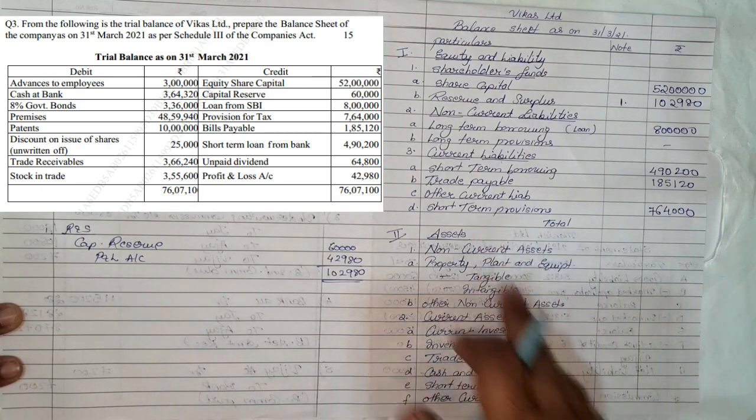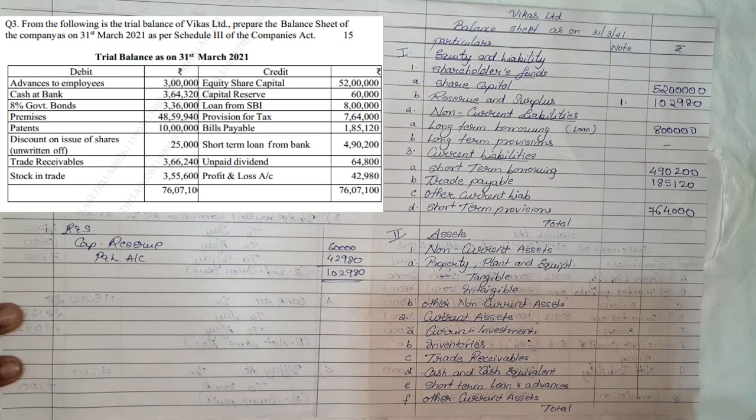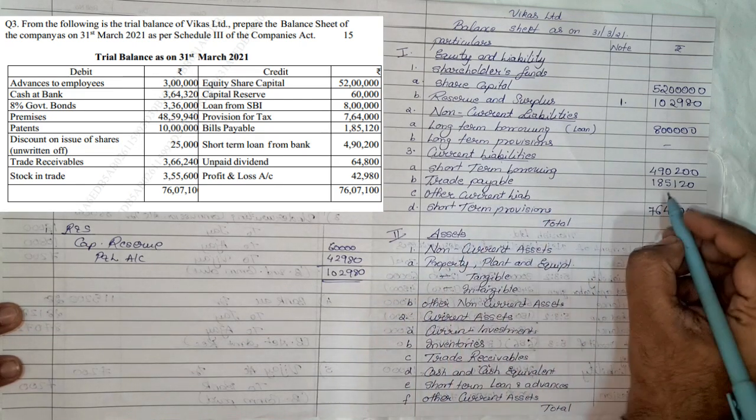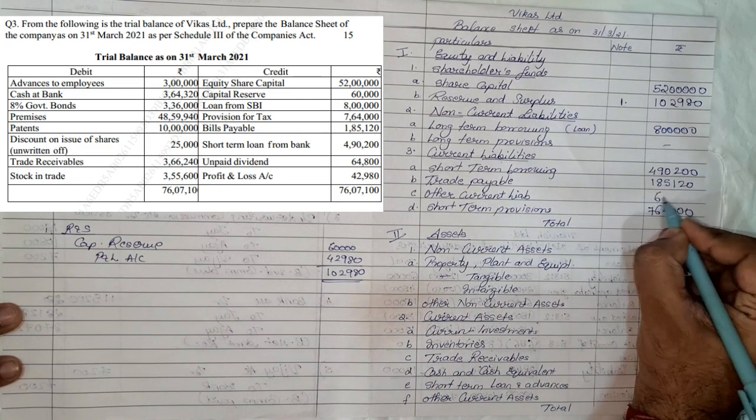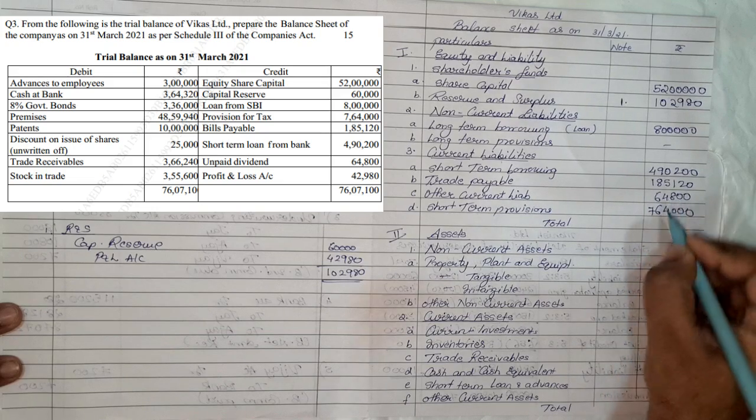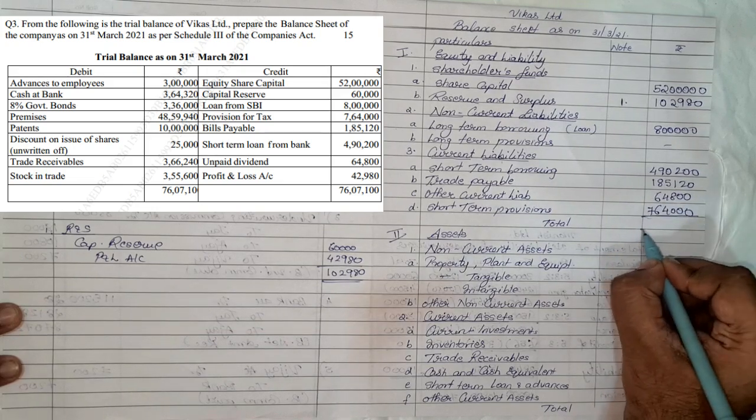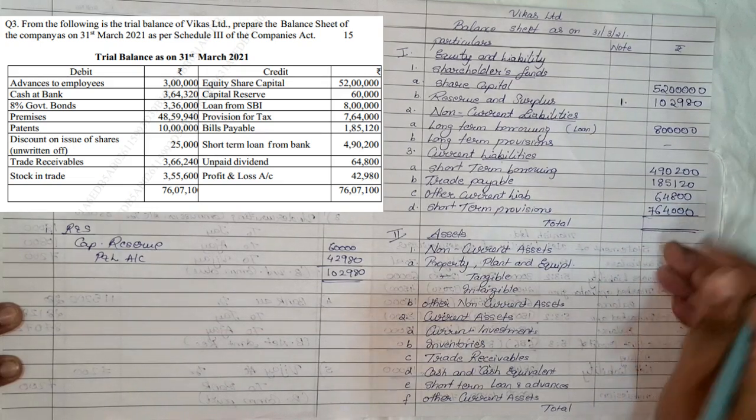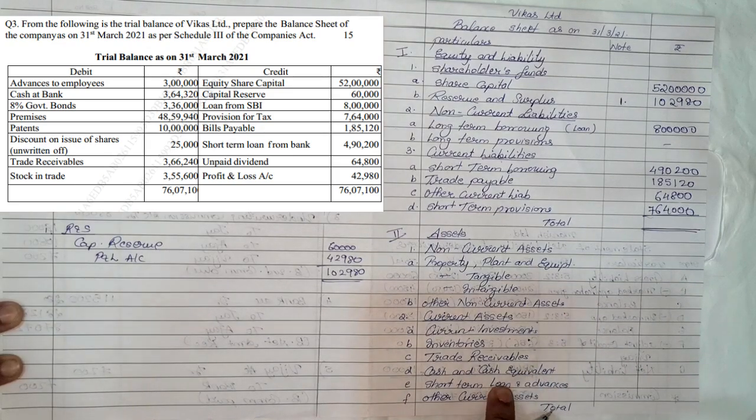Okay, that is over. Now other liabilities. Now other liabilities, let me check what else can appear. What else is pending? See, equity capital we have done, capital reserve done, loan from SBI, provision for tax, bills payable, short-term loan and profit and loss all are done. There's only unpaid dividend. So unpaid dividend is nothing but the other current liability, 64,800. That's it.